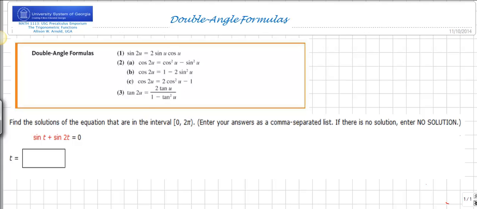The first thing that stands out to me is that you have a t and a 2t. Those are completely different arguments. The second thing that pops into my mind is that we have a formula for sine of 2t that will allow me to write this equation and involve only the angle t.